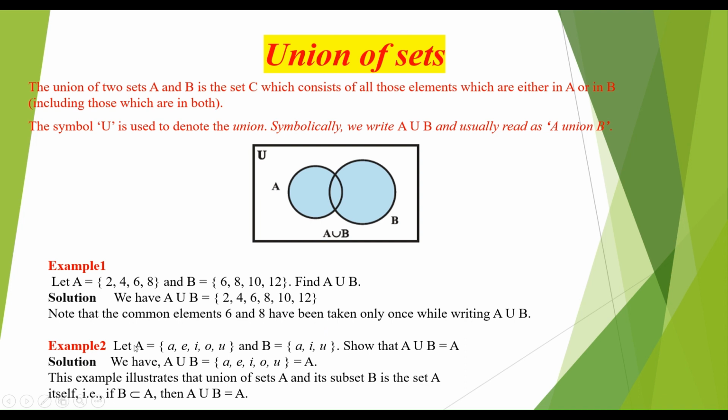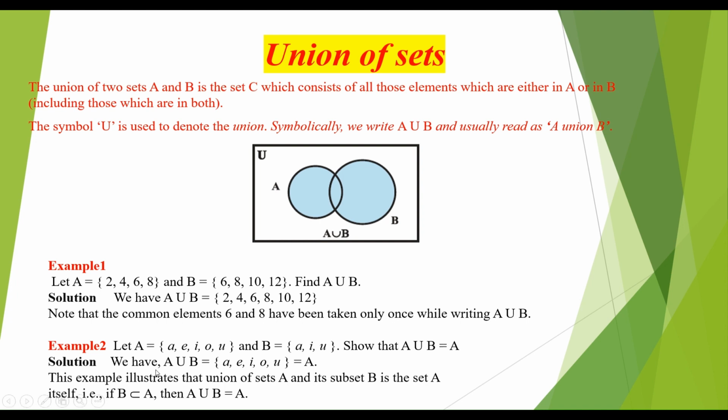Let A equal the vowels A, E, I, O, U, and B is A, I, and U. Show that A union B is equal to set A. What is set A? All the vowels A, E, I, O, U. And when we do A union B, that should also be A, E, I, O, U. Then only we can satisfy this condition, that is A union B is equal to set A.